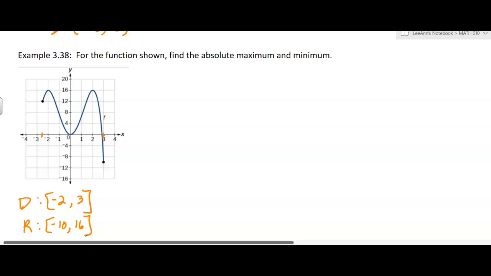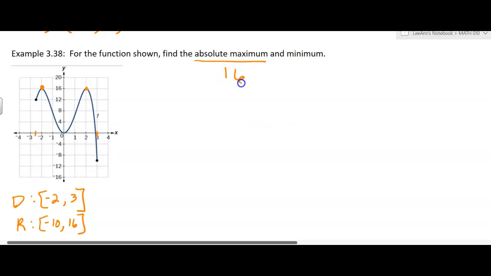Okay. So what's the absolute maximum? It looks like the absolute maximum is here and here, right? But we just need a value. What's the greatest output we get? 16. That's the greatest output. That's the absolute maximum. So for all our values for this function, the highest output we get is 16.